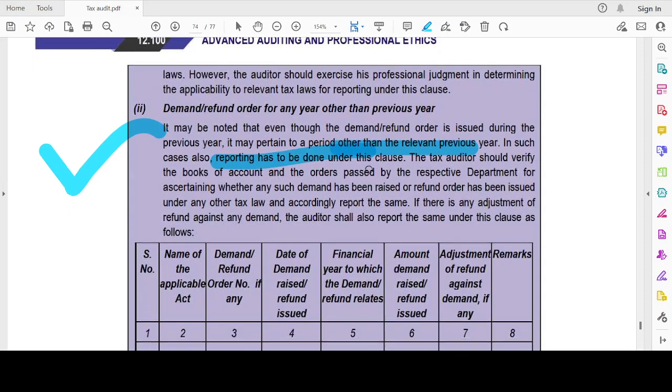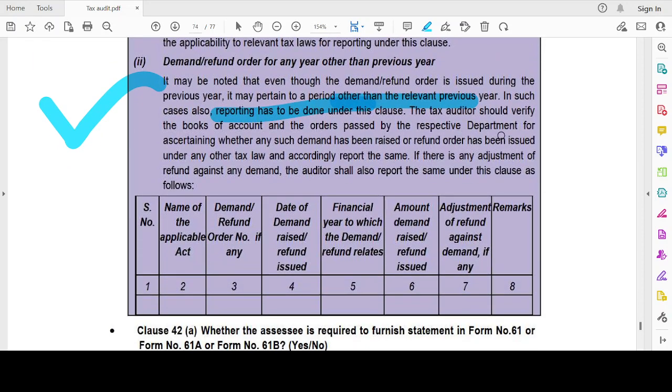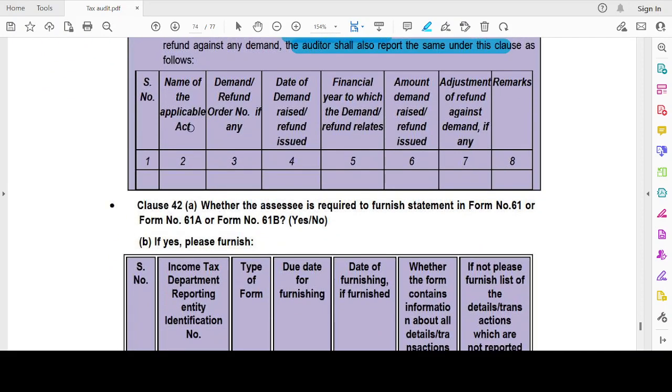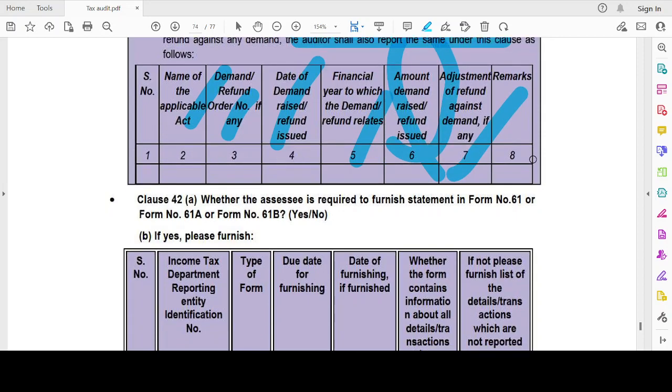The tax auditor should verify the books of accounts and orders passed by the respective departments to ascertain whether any demand has been raised, or even an order has been issued under any of the laws. Accordingly, report the same. If there is any adjustment of refund against the demand, the auditor should also report the same under this clause, as follows: name, demand or order number, date, financial year to which it belongs, amount demanded, adjustment, and then remarks.